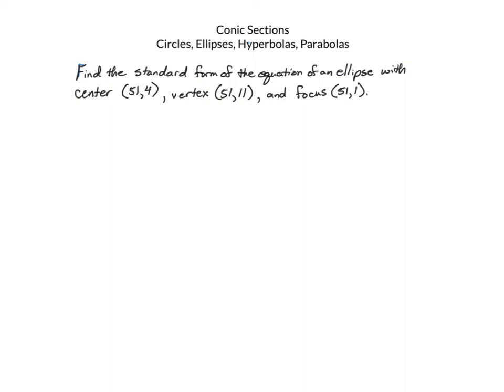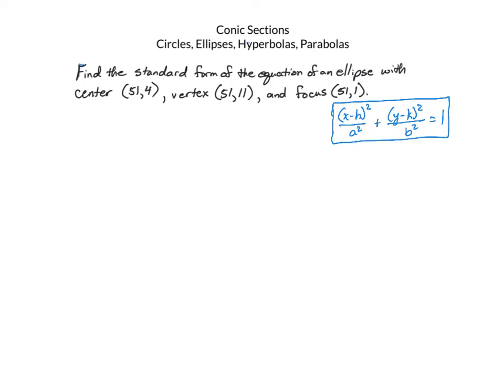Remember, the equation of our ellipse will look like (x minus h) squared over a squared plus (y minus k) squared over b squared equals 1, or the a squared and the b squared will be switched around. But that doesn't matter right now. I know I'm shooting for something that looks like this.